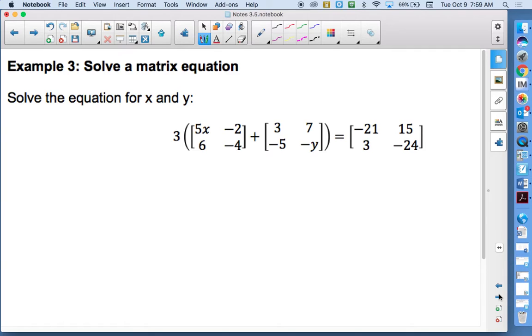Because there's parentheses around both matrices, this 3 needs to be distributed to each piece of the matrix. So see if you can do that part first. Distribute the 3 to everything. So multiplication. We'll distribute the 3 through. Get rid of the parentheses.